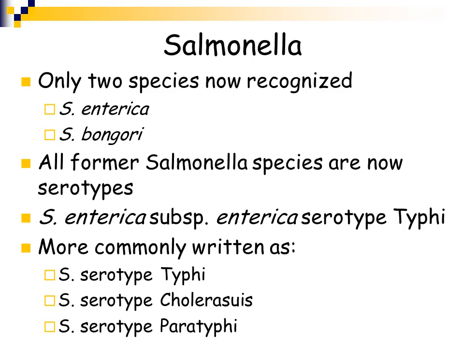So Salmonella gets very complicated. It's usually written out as Salmonella serotype typhi, or Salmonella serotype cholerae suis, or Salmonella serotype paratyphi. Previously, all of these serotypes were individual species.